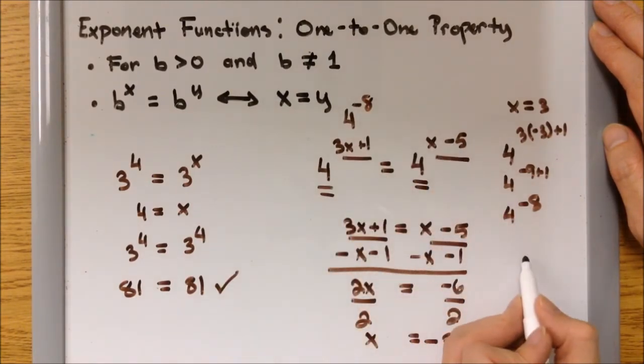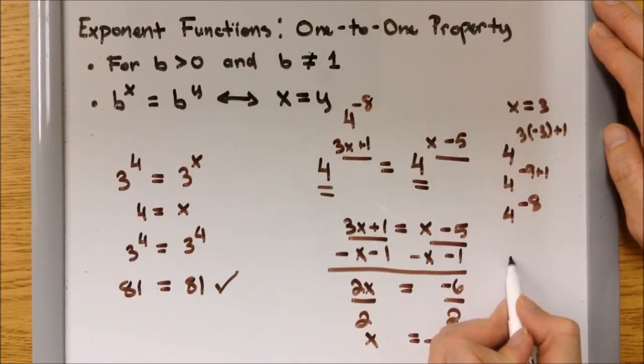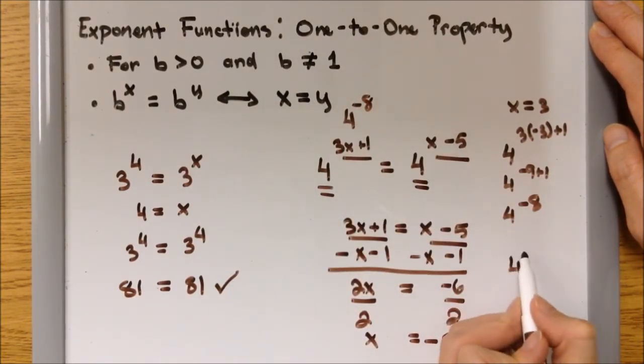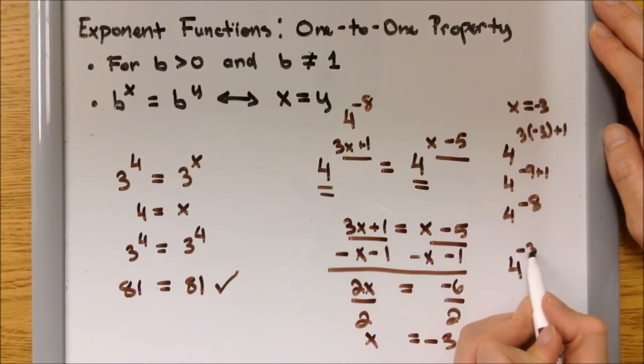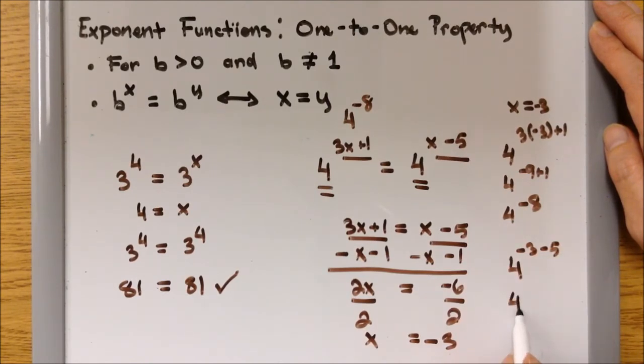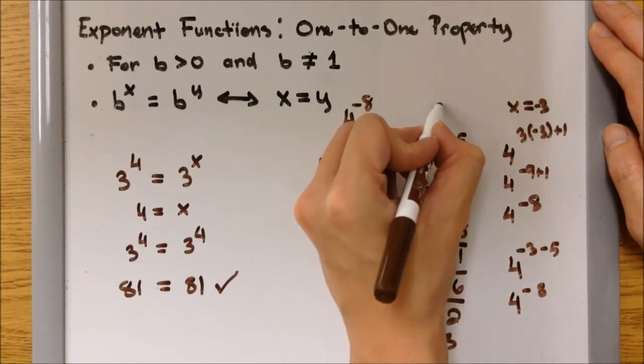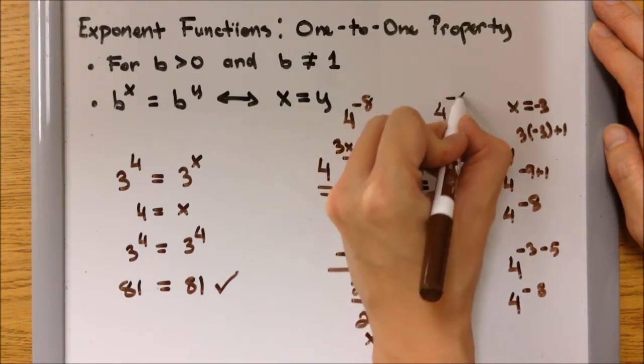Now over here, I'm doing the right side. So 4 to the power of, I forgot to write negative 3 here, so negative 3 minus 5. Negative 3 minus 5, that's the same as 4 to the power of negative 8. And I'm going to write 4 to the power of negative 8.